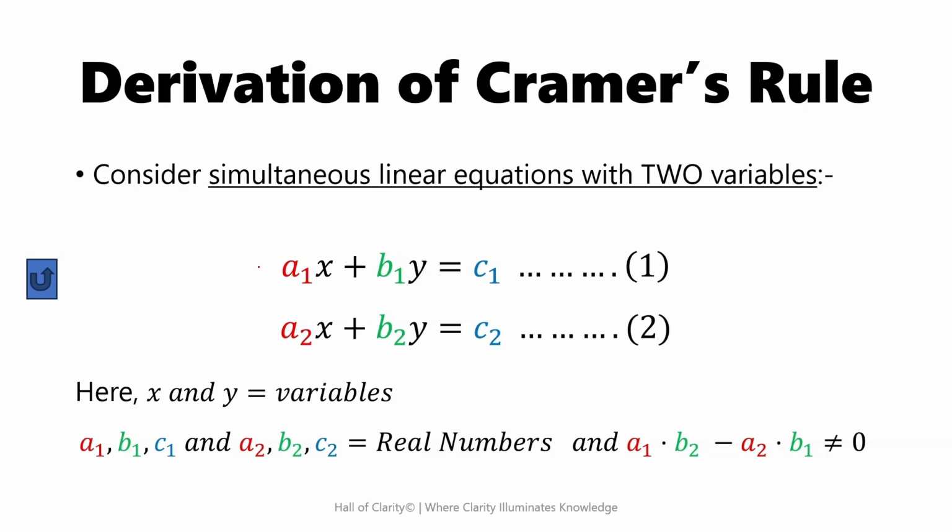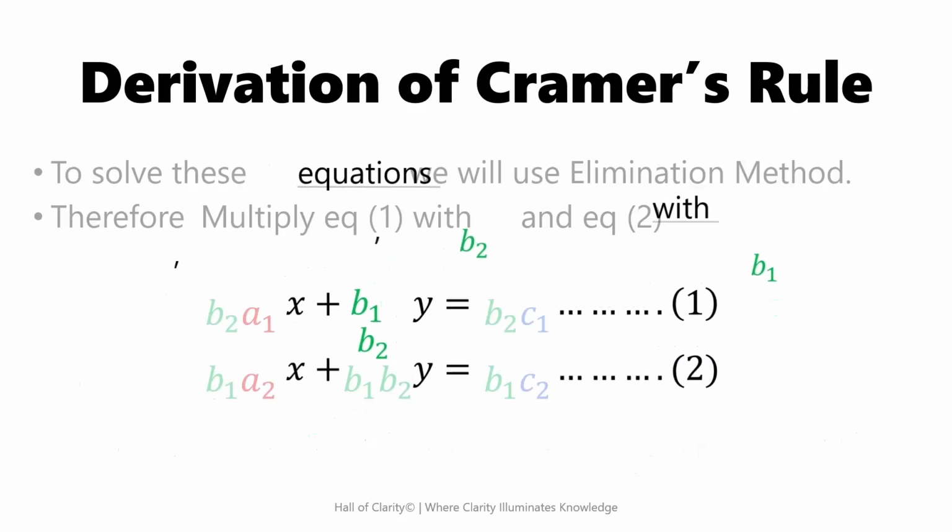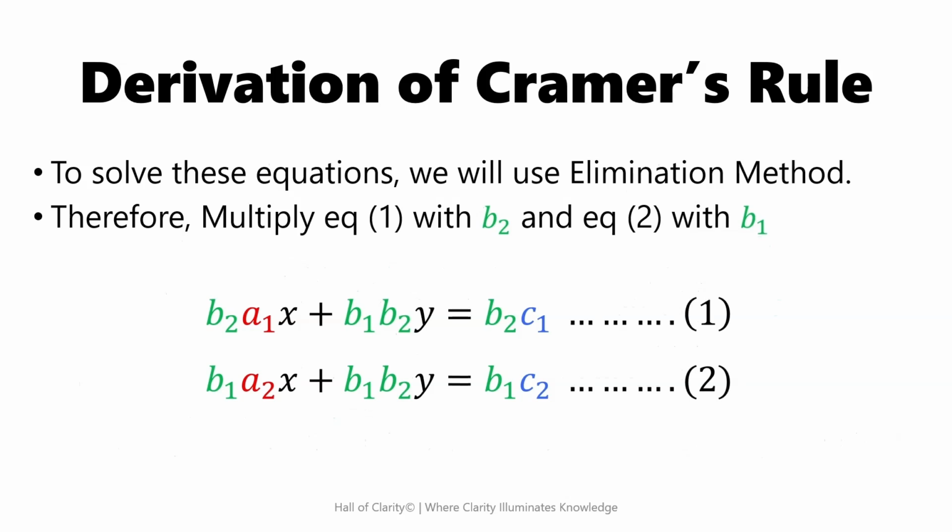So here are these two linear equations. First one is a1x plus b1y is equal to c1, which is equation 1, and a2x plus b2y is equal to c2, which is equation number 2. And we know that here x and y are variables and a1, a2, b1, b2, c1, c2 are real numbers. Then here an important condition, a1 into b2 minus a2 into b1 is not equal to 0. Now we will solve this by using elimination method.